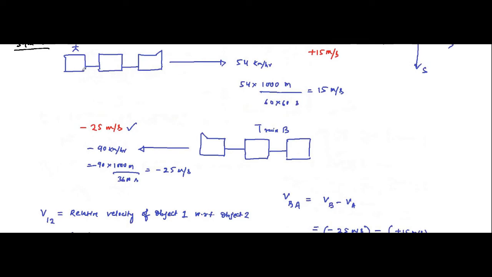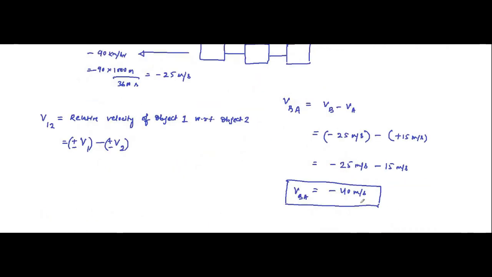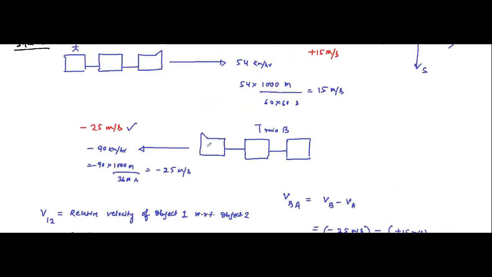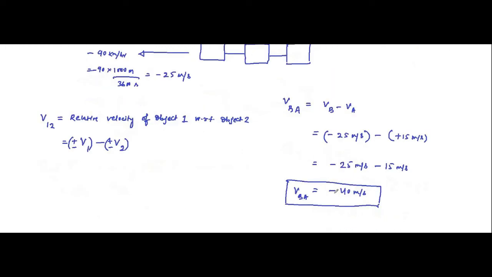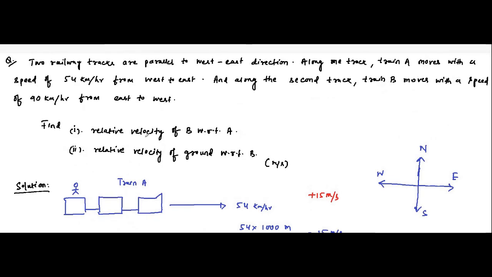Okay, train B is moving away with 40 meters per second. As it is moving away towards the left hand side, that's why there is a minus sign. Okay, that is the first part of the question.